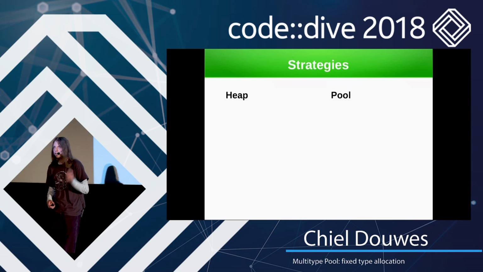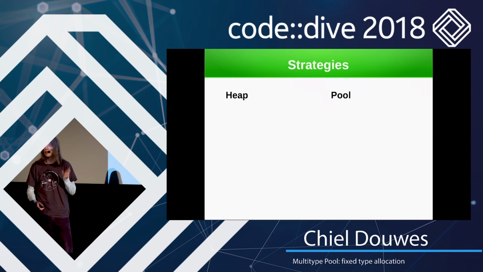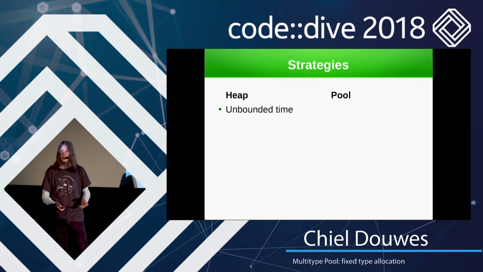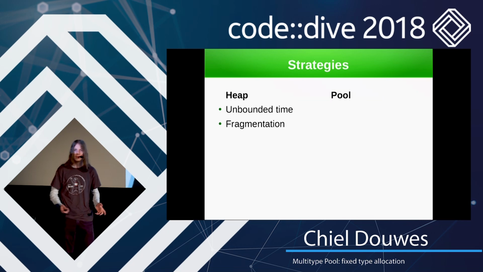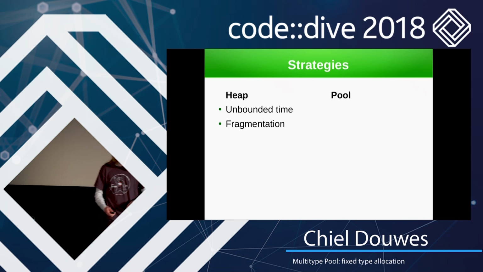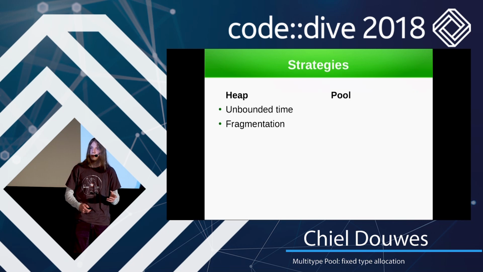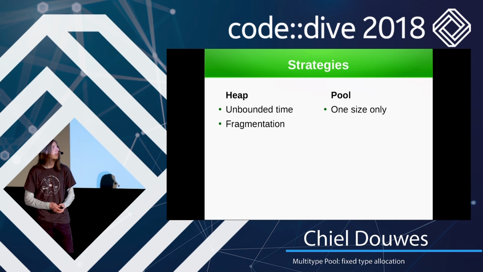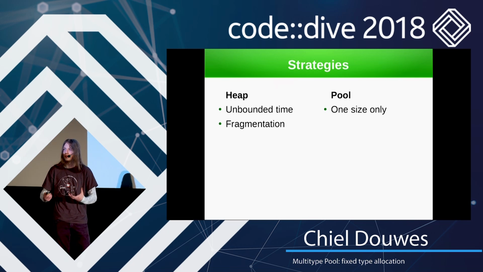So right now there are basically two main strategies. You can either use a heap, which has a potentially unbounded time, and it suffers a lot from fragmentation, so it's not optimal. And you can also use a pool, which mainly is one size only, and if you do want to use multiple sizes, then you would have to create multiple pools, which actually creates a lot of fragmentation in itself because you cannot reuse the same memory twice.